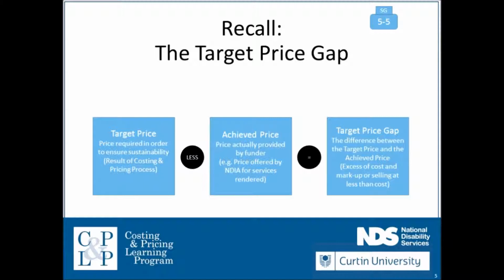If the gap is caused because you're not paid enough to cover your margin, this will have a medium-term impact on sustainability. So while you can operate for a short to medium term on a negative target price gap, the reality is the medium to longer term will be a significant financial challenge for your organisation, because you won't have built the balance sheet that results from achieving a profit.